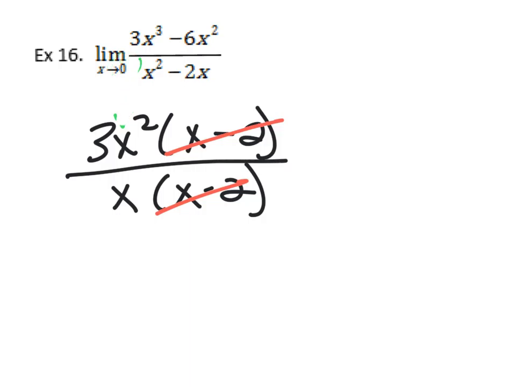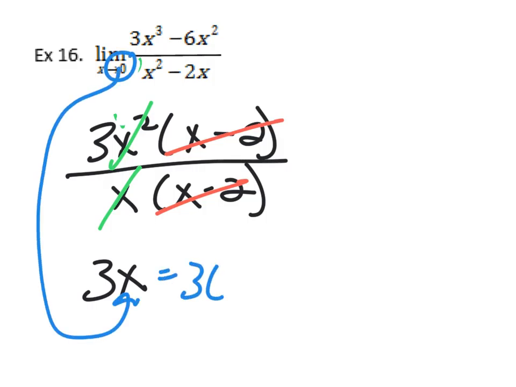We also can cancel out one of the x's. So I'm left with 3x. And now I can plug in a 0 in here. 3 times 0 gives you 0.